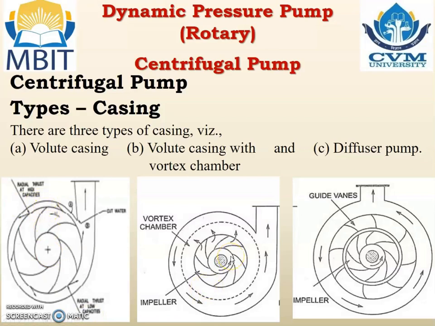While in a volute casing with the vortex chamber, when water comes out from the impeller with high velocity, it has a circular gap. So it moves out easily, and then it enters into the volute casing, in which kinetic energy is converted into potential energy. So in this case, a high amount of water is lifted, or the efficiency of this pump is more than the volute casing.